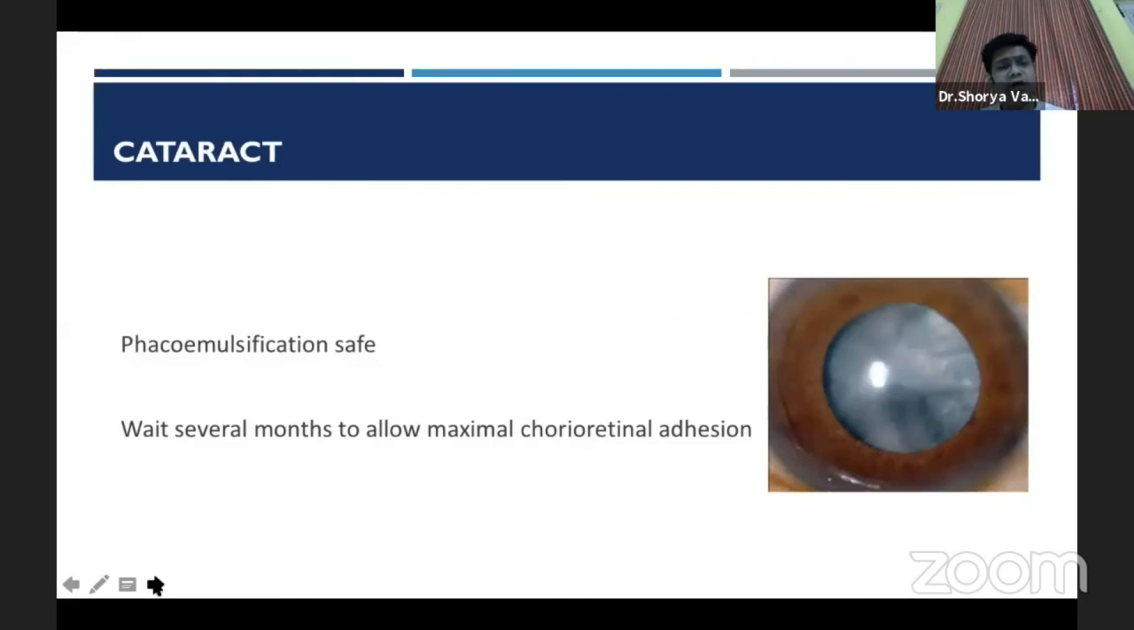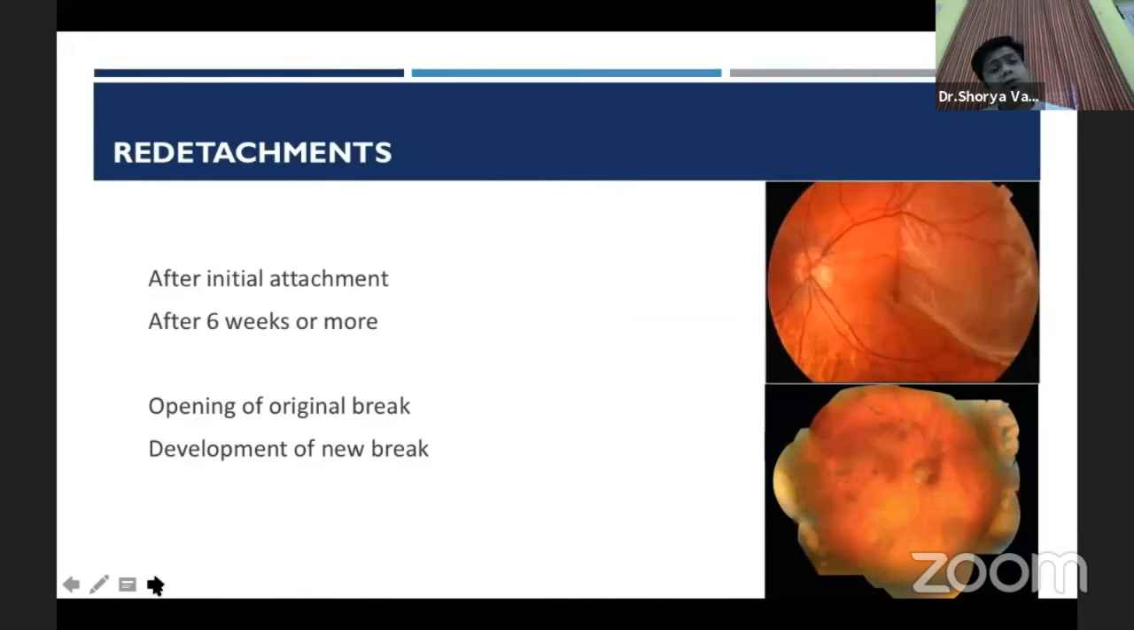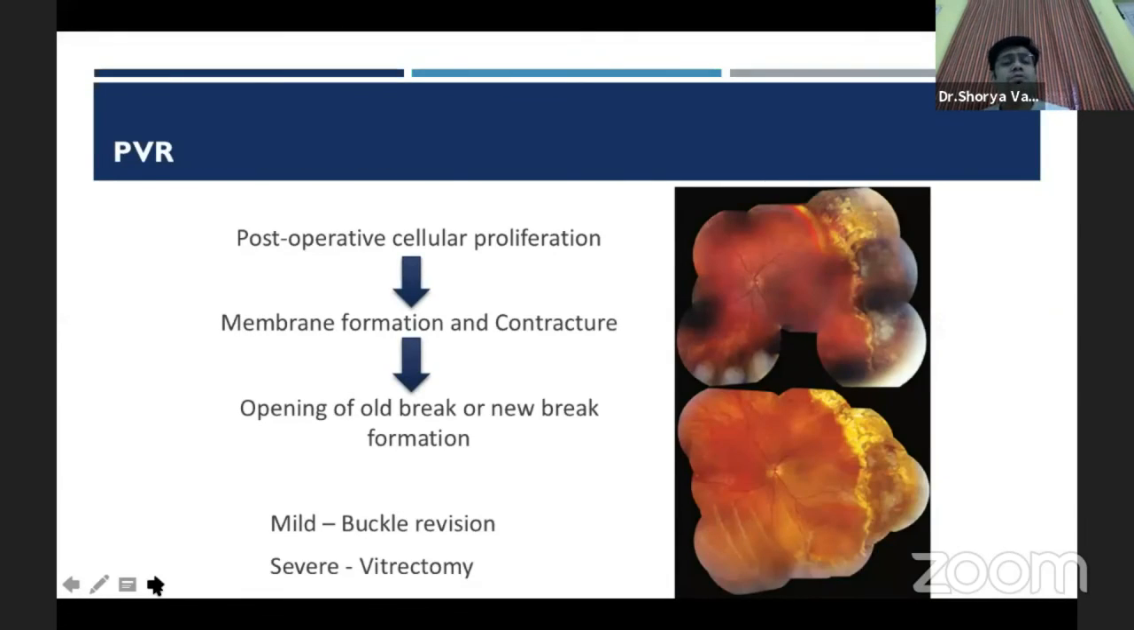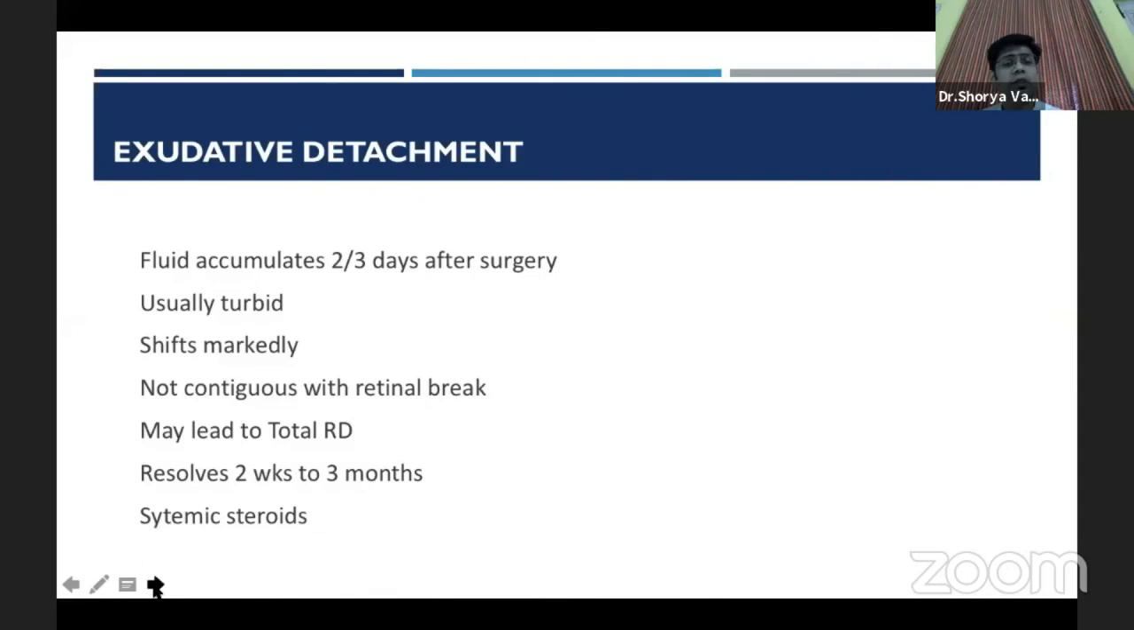Then rarely you might have cataract, and phacoemulsification can be performed. Patients might also have redetachments after the initial 6 weeks of attachment or more. It can be due to opening of an original break or development of a new break. So it can be there because of PVR, and the PVR leads to membrane formation and contracture, which then opens the old break or the new break. And you can go in mostly with a vitrectomy.